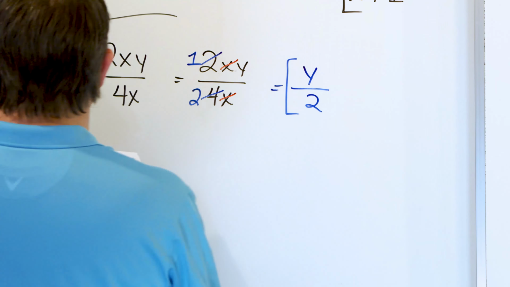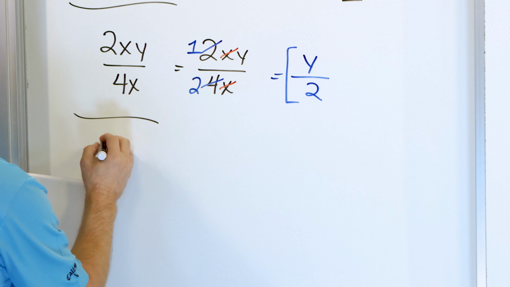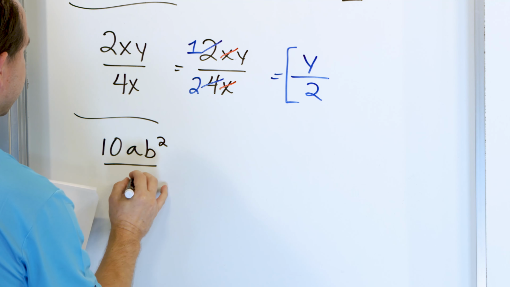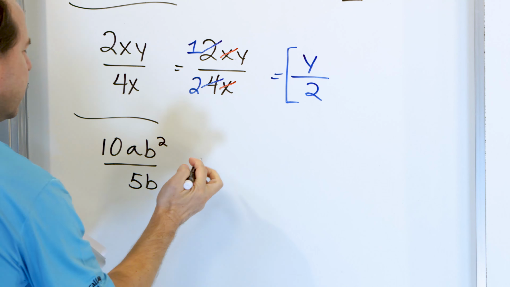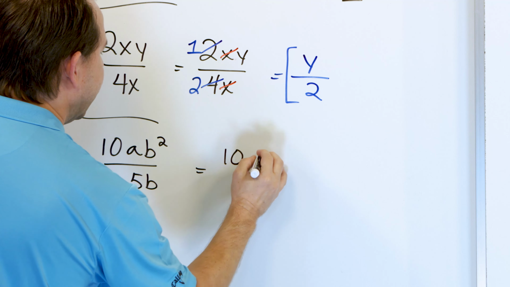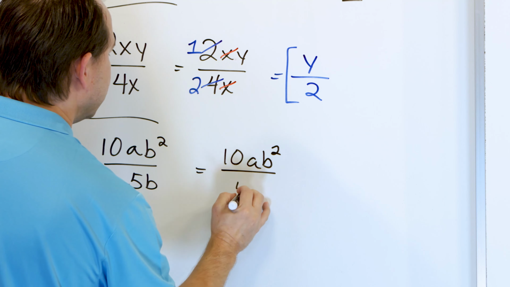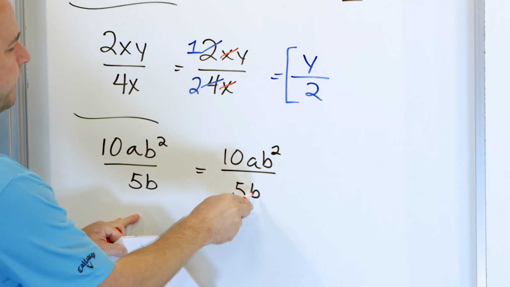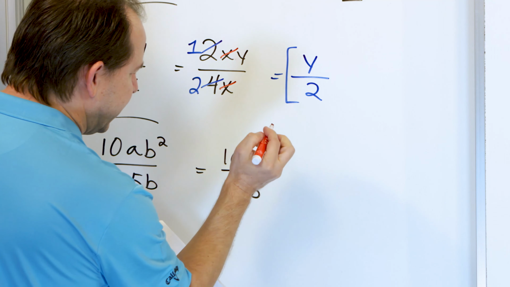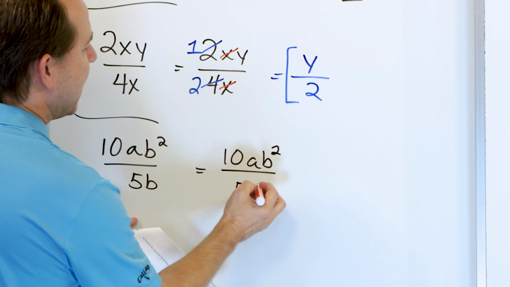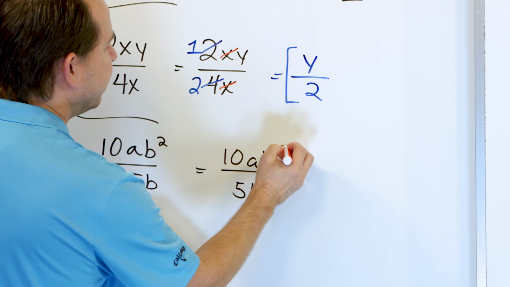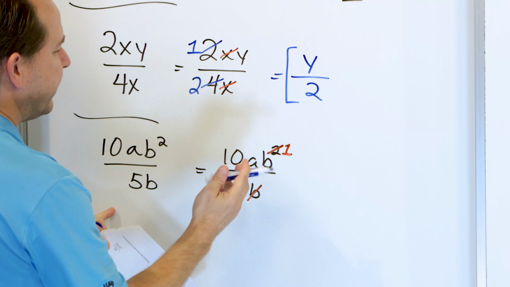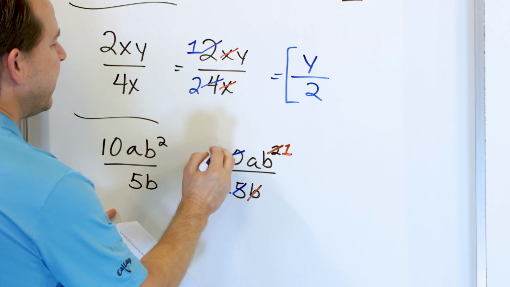All right, let's take a look at also something very familiar. What about 10 times a times b squared over 5b? So let me rewrite it. 10 times a times b squared over 5 times b. All right, I have a b in the bottom and 2 b's multiplied times itself, b times b, in the top. I will cancel this entire b with one of these b's, leaving one of them left behind. And then in terms of the numbers, I'll divide by 5. 5 divided by 5 is 1, 10 divided by 5 is 2.